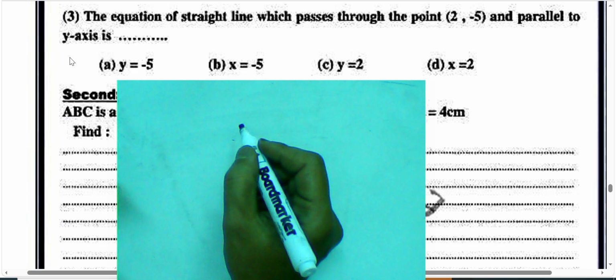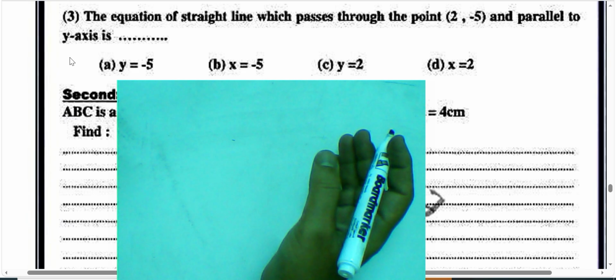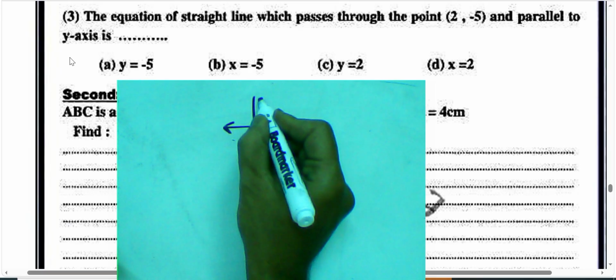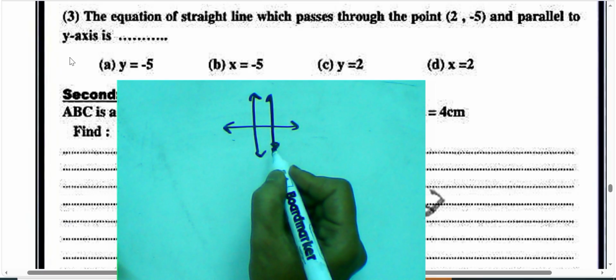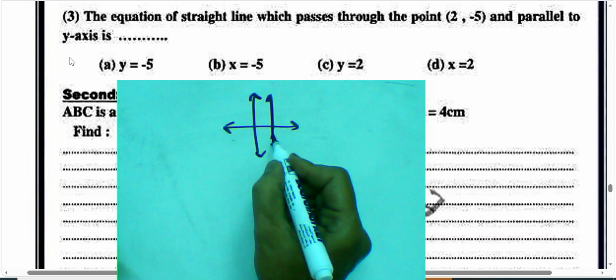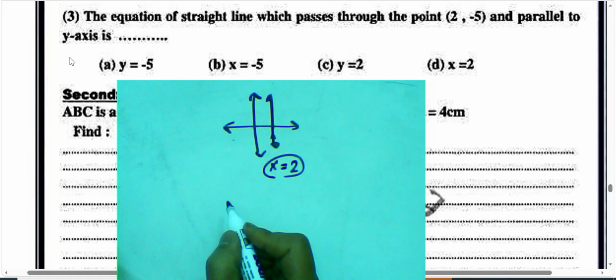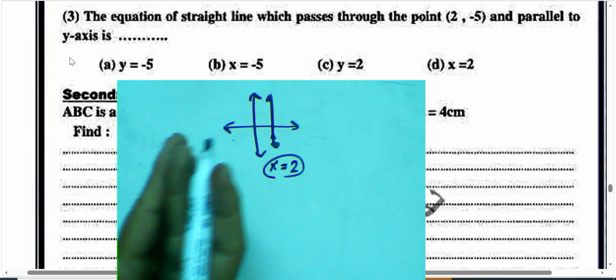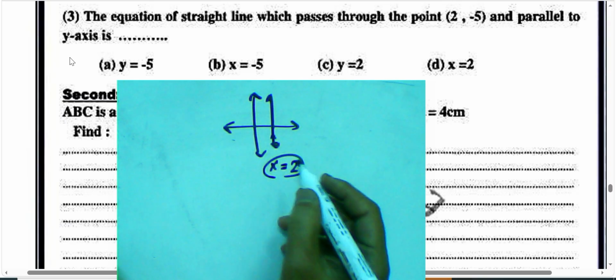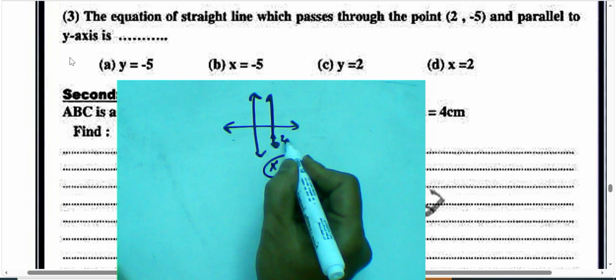Next question. The equation of the straight line which passes through the point 2 and -5 parallel to the y-axis. Parallel to the y-axis means the slope will be undefined. Okay, then the slope is undefined, parallel to the y-axis like this, and passing through the point 2 and -5 here. Then we have x will be equal to, understood? X will be equal to, choose letter D, because the straight line parallel to the y-axis cuts the x-axis at the point 2 and 0, and 2 and -5 also.